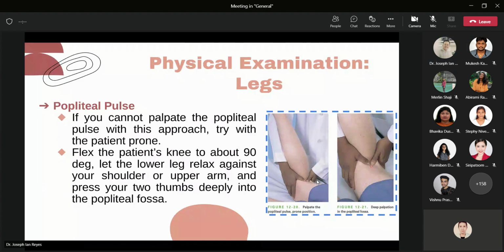Okay. So if you cannot palpate the popliteal pulse with the previous approach, try with the patient being prone. Flex the patient's knee to about 90 degrees. Let the lower leg relax against your shoulder. As a physician, you'll be standing. You'll be assessing. Then press your two thumbs deeply into the popliteal fossa. So if you do it properly, you'll be able to feel that pulse.